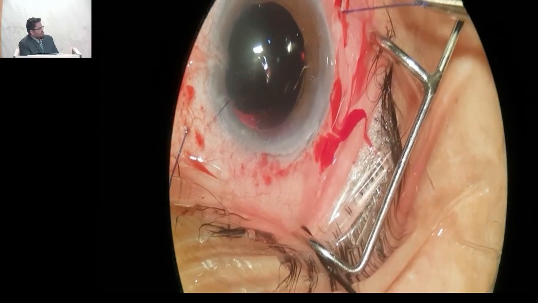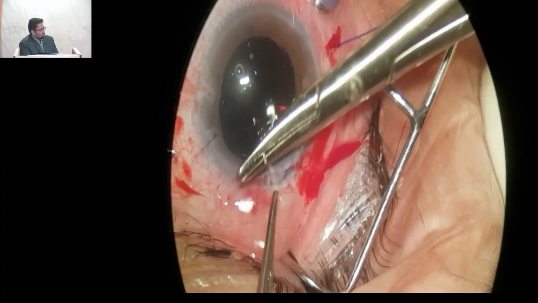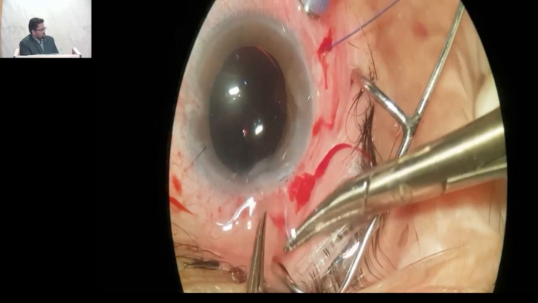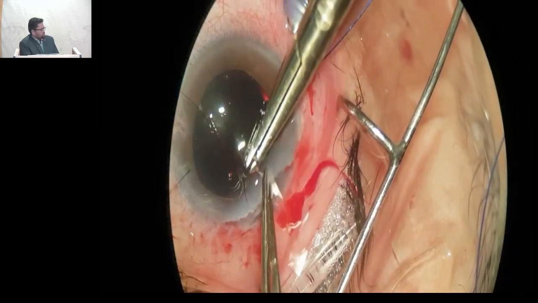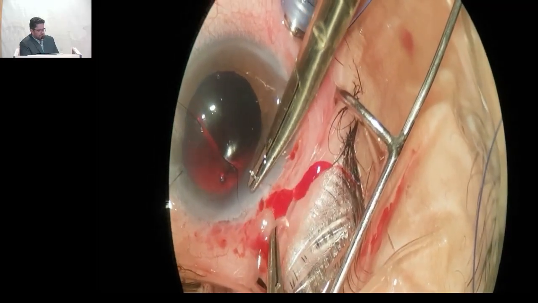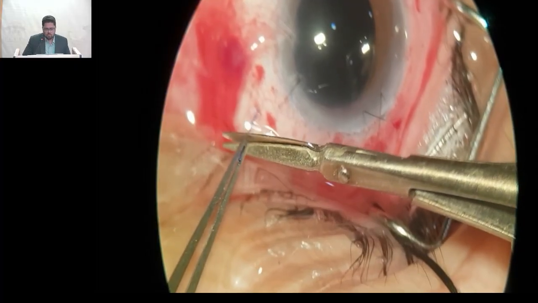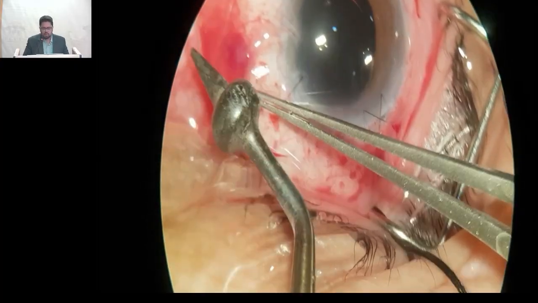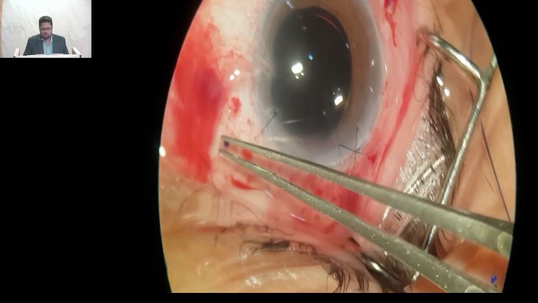Pars plana infusion is used as needed. The main wound has to be secured with a 10-0 nylon. You leave around a 1.5 to 2 millimeter end of the flange and secure it in the scleral tunnel.